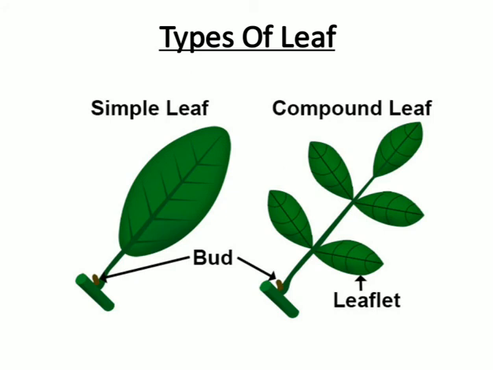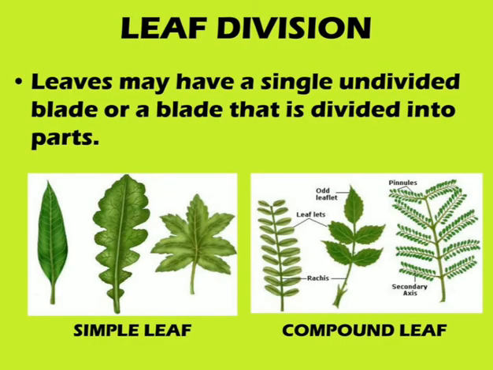Now, these leaflets make one leaf. This is a simple leaf, this is a compound leaf, because we make a point that the leaf arises from this bud portion. Where is the bud? There is the start of the leaf. So, this is the compound leaf and this is the simple leaf. Leaves may have a single undivided blade, or the blade may be divided into parts. I will make my point clear here, that these are the types of simple leaves.